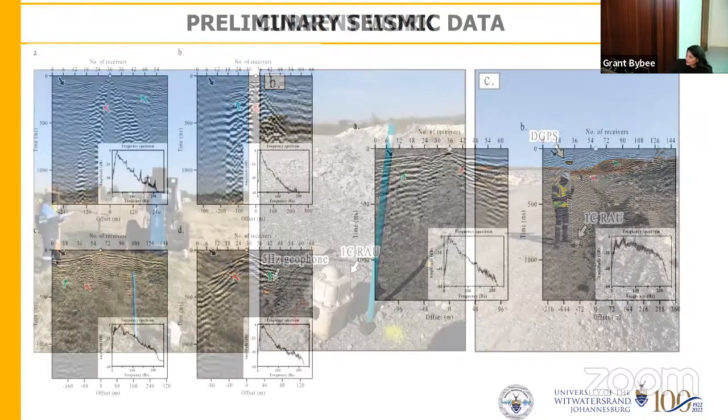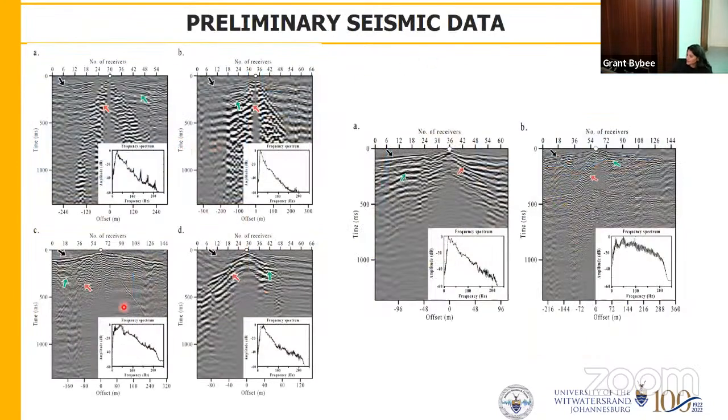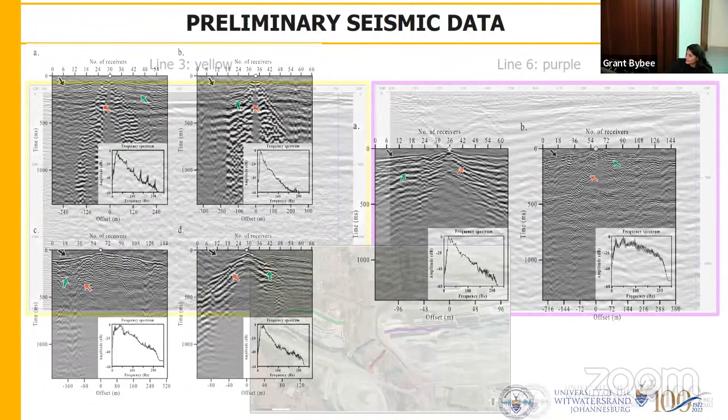So just the summary of the data, you can see that this is our preliminary data. So this is line 1, 2, 3, 4, 5, 6. The data is still being processed. So this is just what we have so far. You can see there are very clear refractions and reflections. So yes, we are processing those to see what the associations are. We also have sources of noise, as you can see in some of the figures.